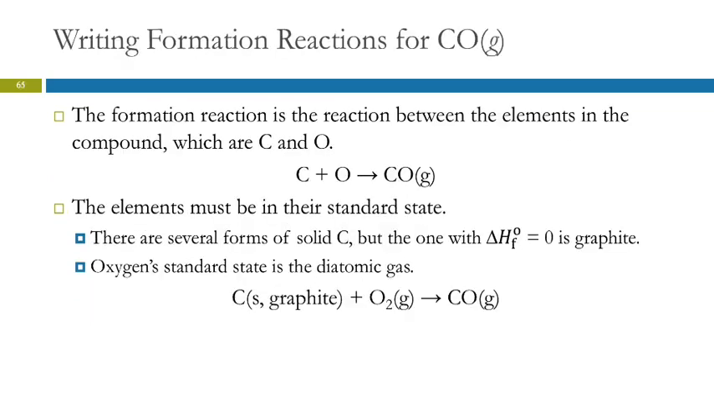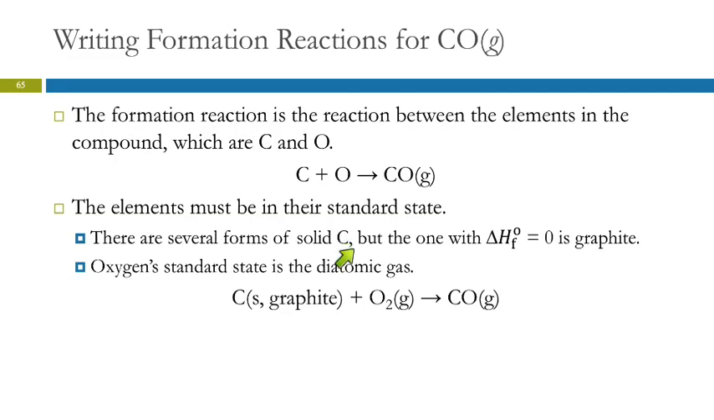Let's look at writing the formation reaction for carbon monoxide. So we're looking at making carbon monoxide from the elements in their standard states. Well, here are the two elements, carbon and oxygen. We have to figure out what the standard states are.